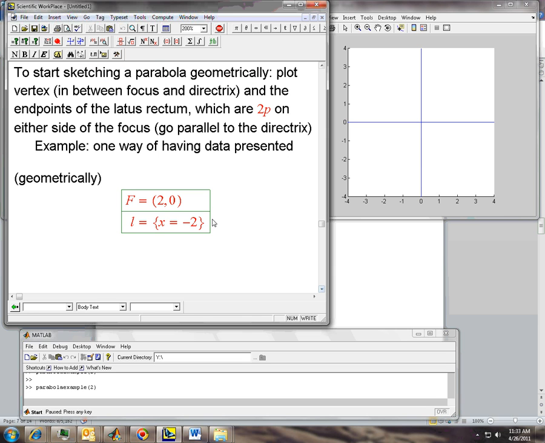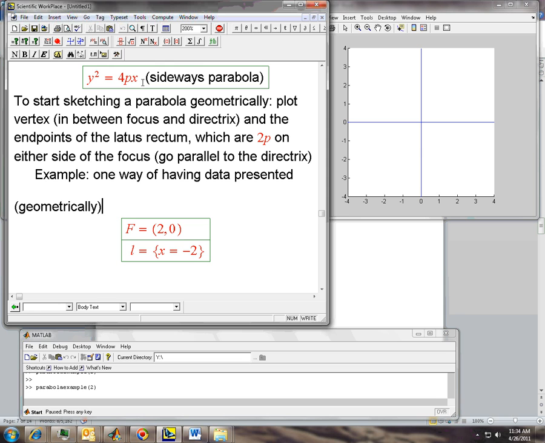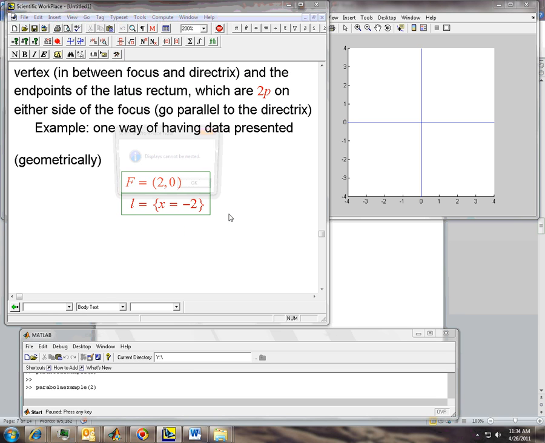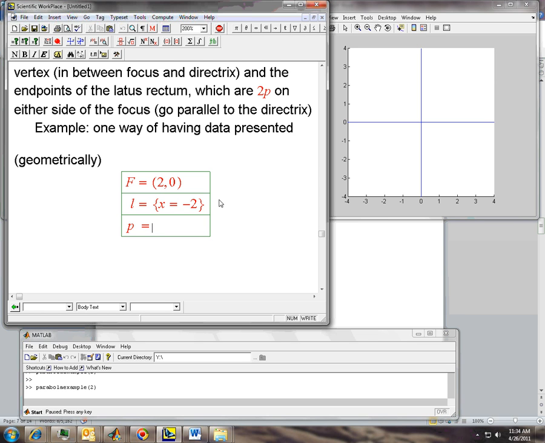Well, if it's given geometrically, we can start sketching without even getting the equation y squared equals 4px. But we should figure out p at any rate. So p, remember, is just the distance between the focus and the vertex, or the directrix and the vertex, or it's half the distance between the focus and the directrix. It's just going to be 2 here. And the vertex, might as well say that, is 0, 0, because it's one of our standard easy examples. Okay. So let's see what we can do with that.